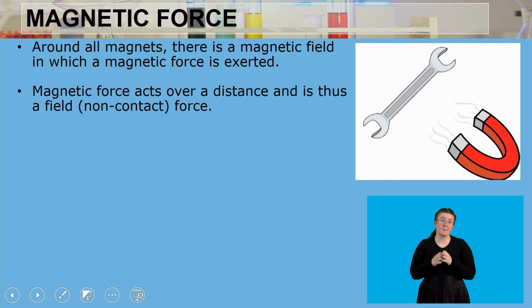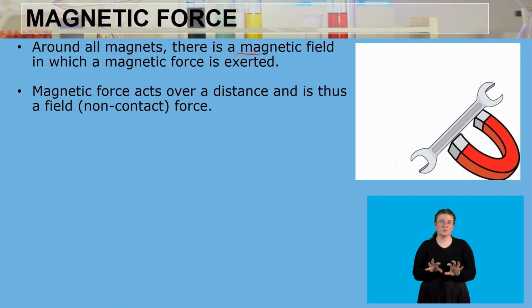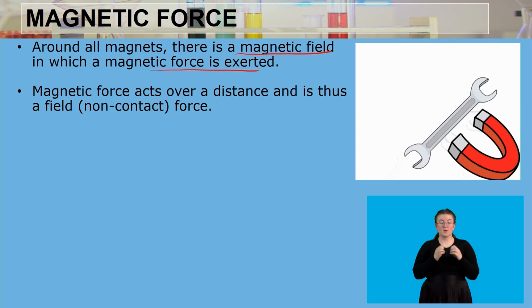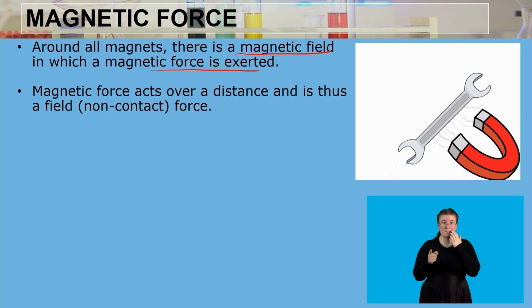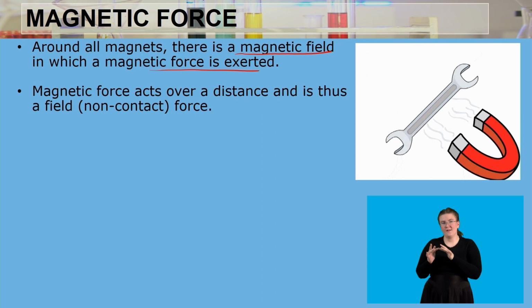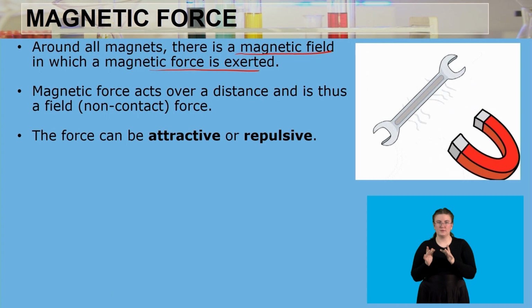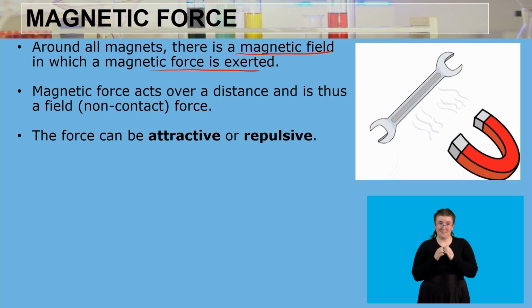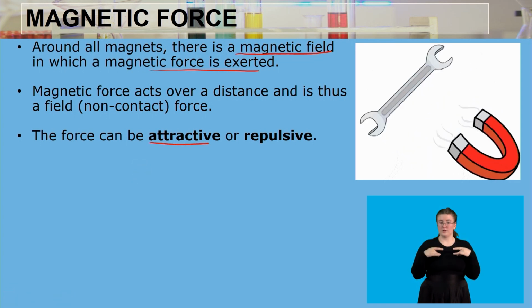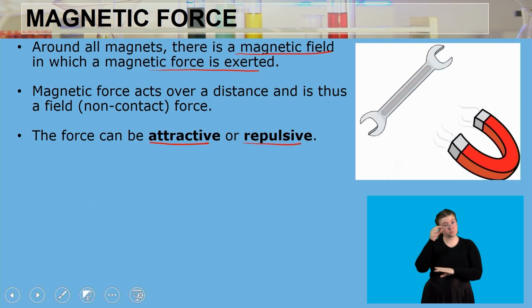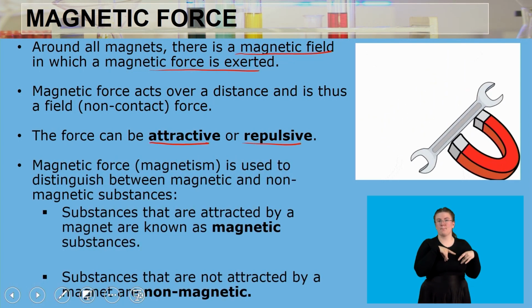Now going to the next force, being the magnetic force. We need to know that around all magnets, there is something called a magnetic field, in which a magnetic force is exerted. So magnetic force acts over a distance, and it is thus a field or non-contact force. Because the magnetic force acts over a distance, we can say that it is a non-contact force. Now this force can be either attractive or repulsive. But remember, the gravitational force is only attractive, whereas a magnetic force can be either attractive or repulsive.